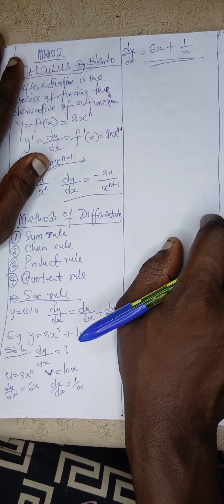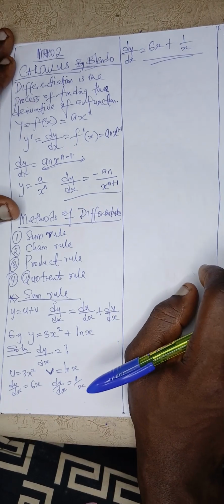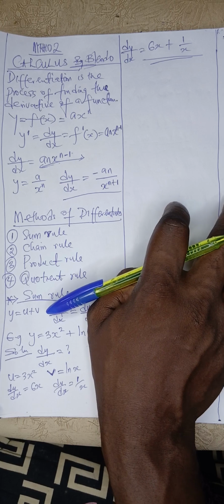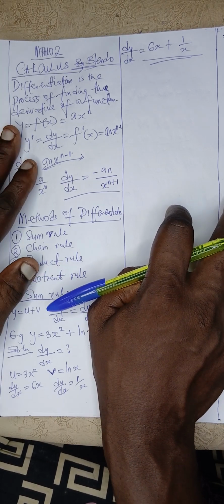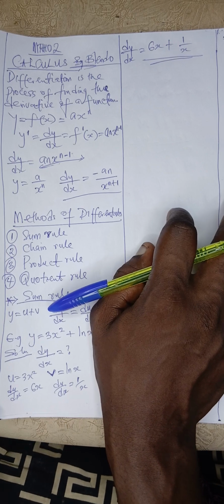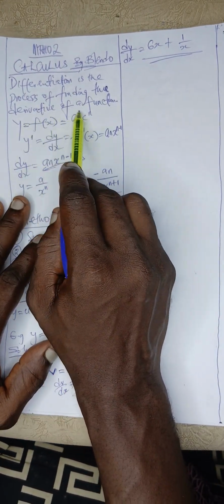In today's lesson, we are talking about calculus, and we know that calculus comprises differentiation and integration. So let's talk about differentiation. Differentiation is the process of finding the derivative of a function.